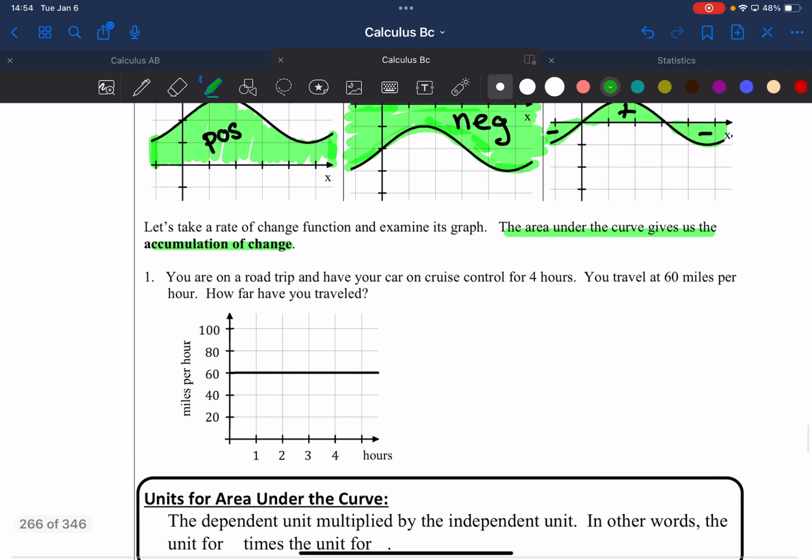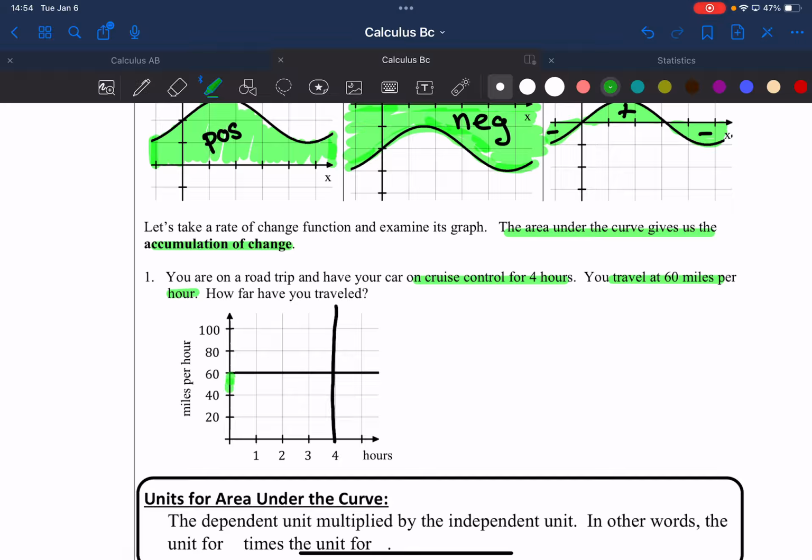Okay, first example says you're on a road trip and you have your car on cruise control for 4 hours. You travel at 60 miles per hour. How far have you traveled? So cruise control means you don't change speed for the entire 4 hours. That is why we have a function that is a constant, a straight line. It says that we're in cruise control for 4 hours. So I'm going to take where 4 is and draw a line.